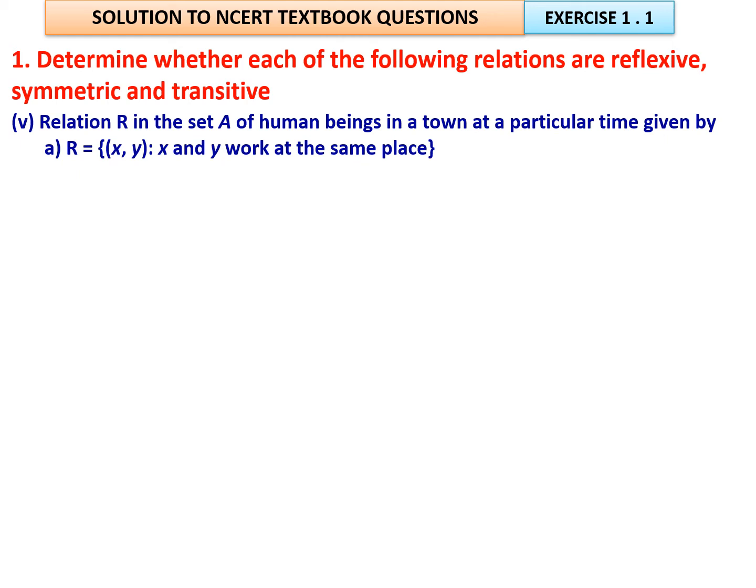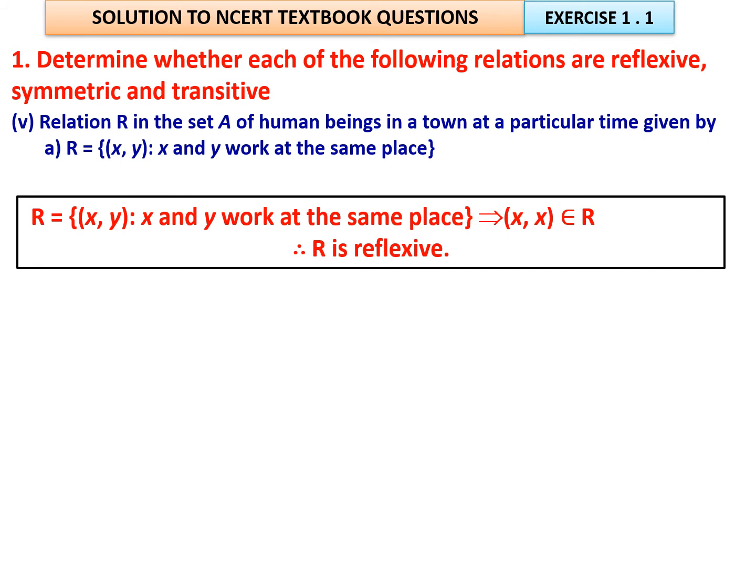Last one: x and y work at the same place, where two members are human beings. For x and y work at the same place, this implies x comma x belongs to R. Very simple reflexive: x and himself work in the same place. Very simple, but it makes some sense, therefore it is reflexive.